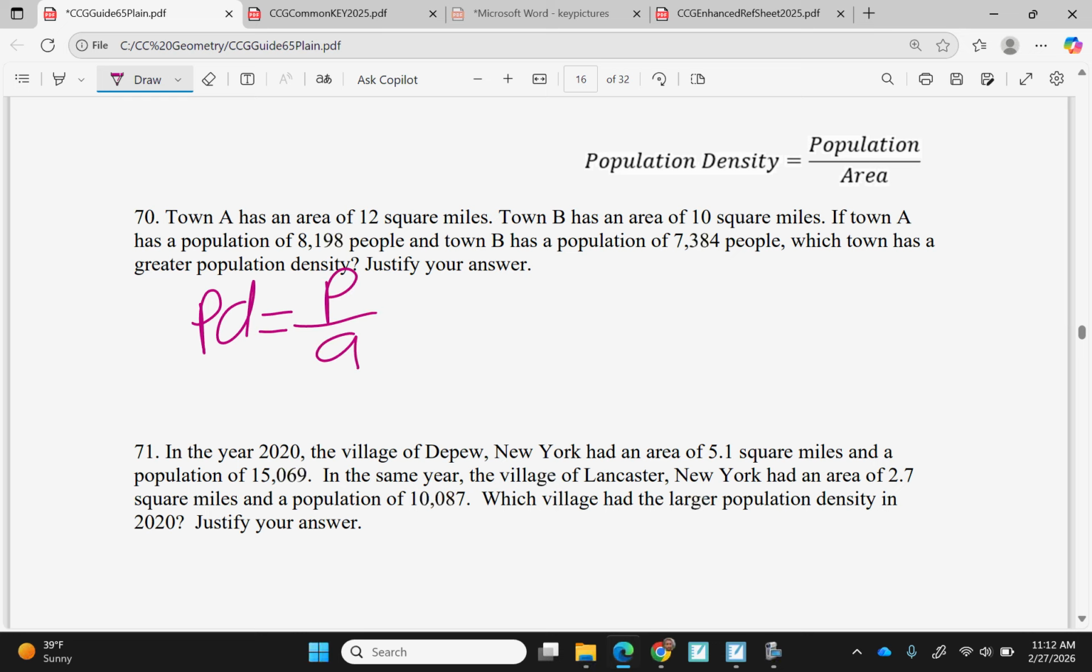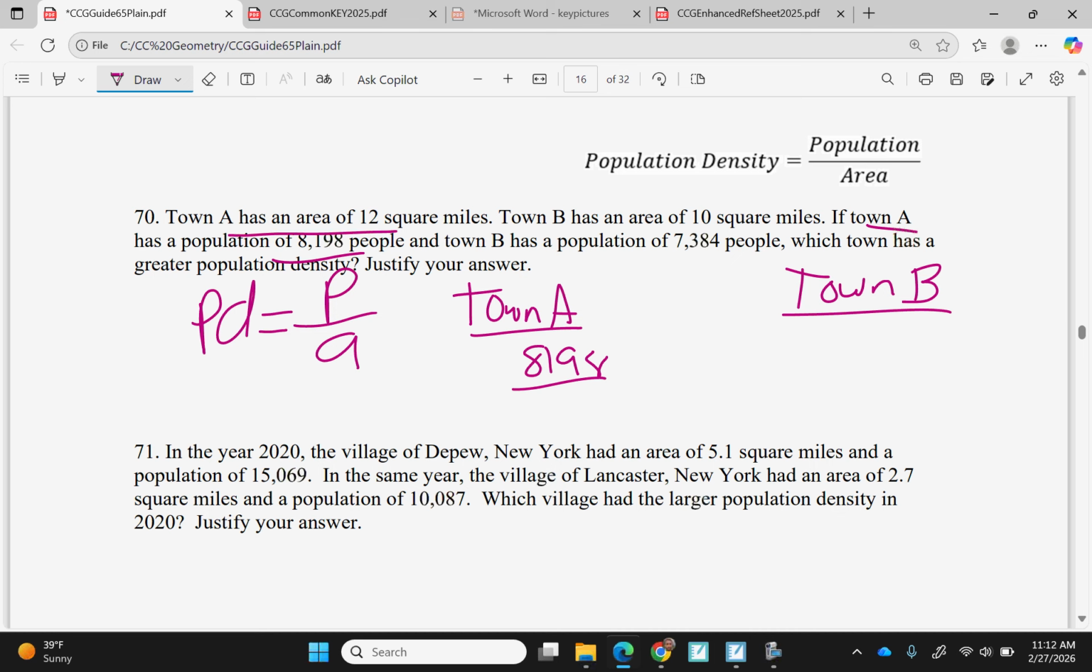Population density is population over area. So I've got town A and I've got town B. And for each of them, I'm going to do population over area. Town A has a population of 8198. Town A has an area of 12. Town B has a population of 7384. Town B has an area of 10.